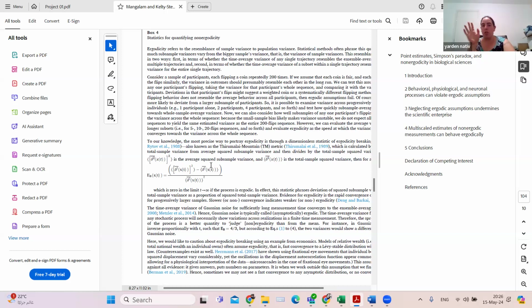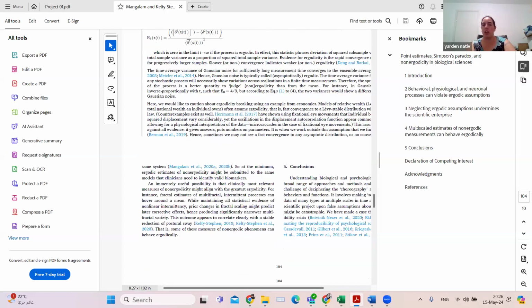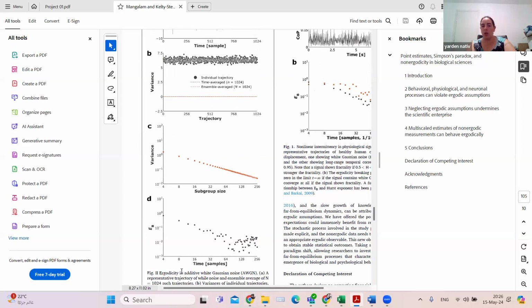Okay. So first of all, one of the things you need to change is that you don't want to calculate it over T. You want to calculate it across the subjects. Therefore, in here they use these time samples, and instead, your x-axis will be the subgroup size. It will be more like this one. But your y-axis should still be the ergodicity break.